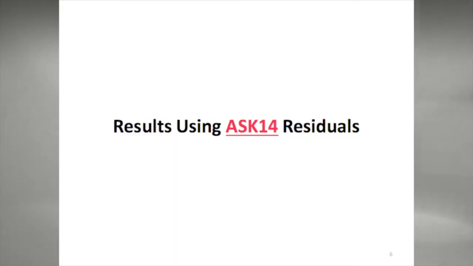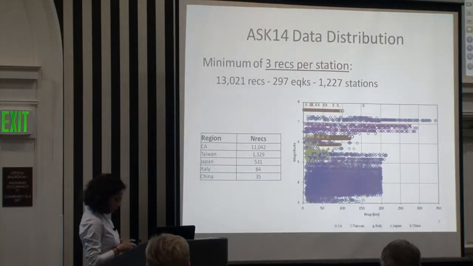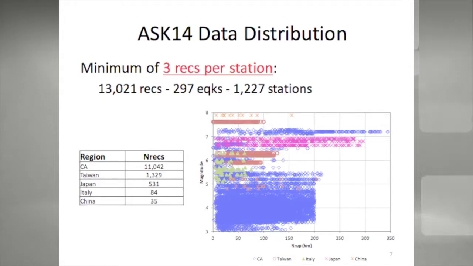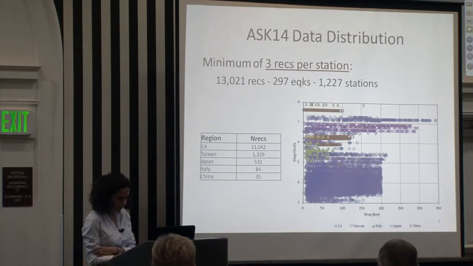All right, so we start with the Abrahamson et al. residuals. If I choose a minimum of 3 recordings per station, I end up with 13,000 recordings from the Abrahamson et al. model, 297 earthquakes, and over 1,000 stations. Most of these recordings come from California, and you can see here the magnitude distance distribution. Some of the data is from Taiwan, and fewer data from Japan, Italy, and China.